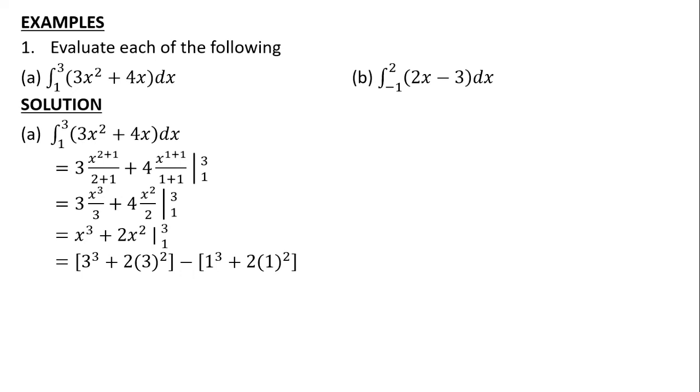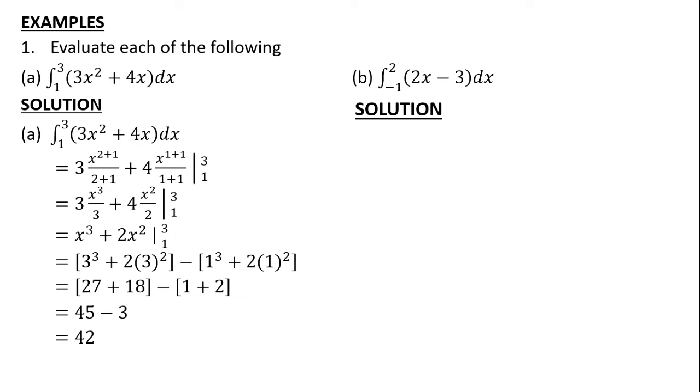So when we multiply 3 by itself 3 times, we'll get a 27. 2 times 9 will give us 18. 1 to the power 3 is a 1. 2 times 1 squared is the same as a 2. We are going to say 27 plus 18 minus 1 plus 2. 27 plus 18 will give us a 45. 45 minus 3 will give us a 42. We go to part B.